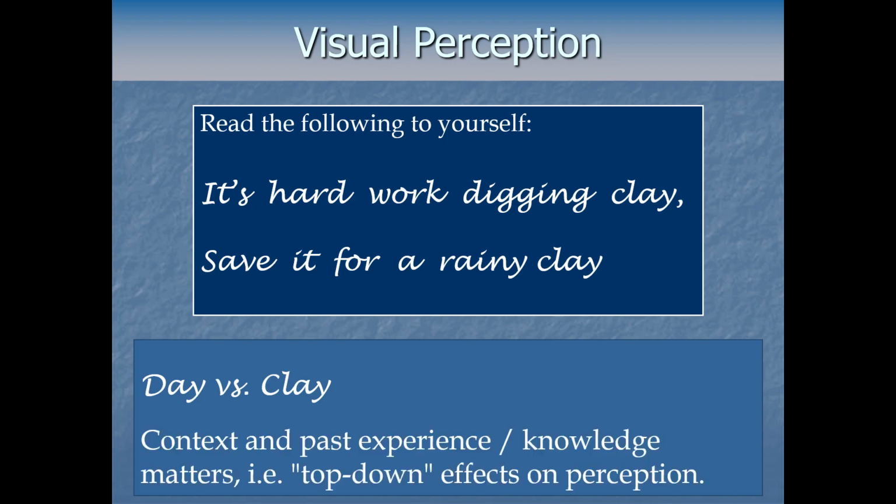So even with something simple like this, we can already see that context and past experience or our knowledge, that stuff matters for our perception. We sometimes talk about this as top-down effects on perception. And what do we mean by that?